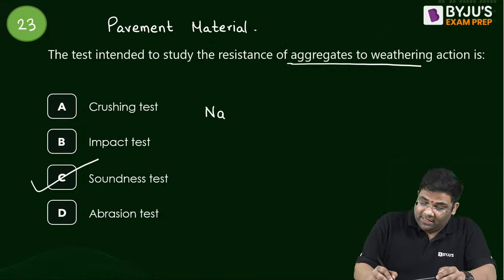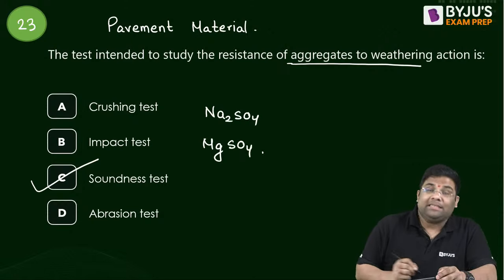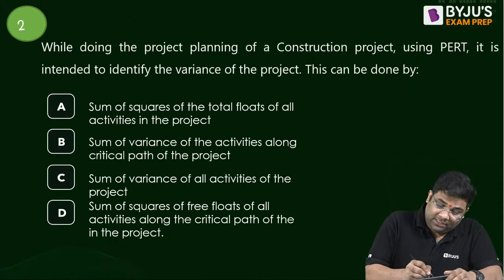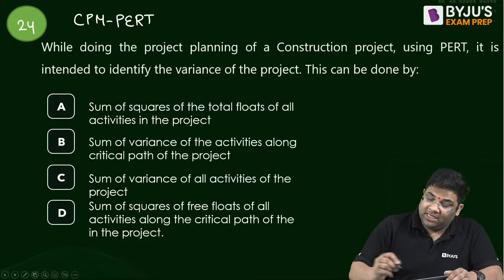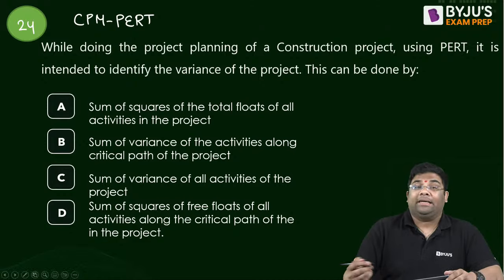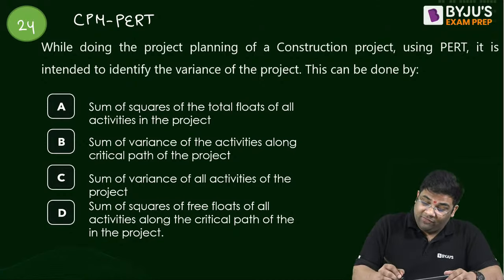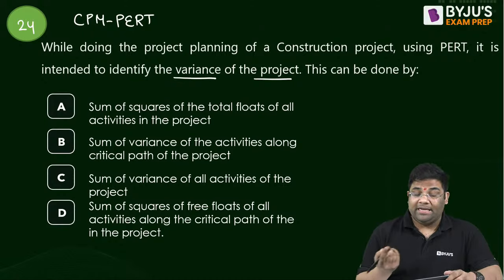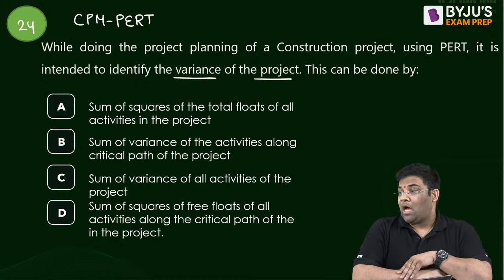We keep the aggregates inside what? Na2SO4 and MgSO4, right? Yes. So you should remember the chemical names also. Next question is the 24th question. This is from your CPM part, or you can say project management. While doing the project planning of a construction project using PERT, it is intended to identify the variance of the project. So how do we find the variance of a project? Please write down the answer. Four options are given.